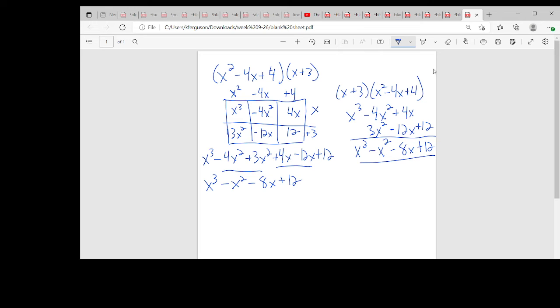I will say that I think the box method for division is a bit trickier. But for multiplication, I think it's just on time. Does anybody got any questions? Multiplying polynomials.